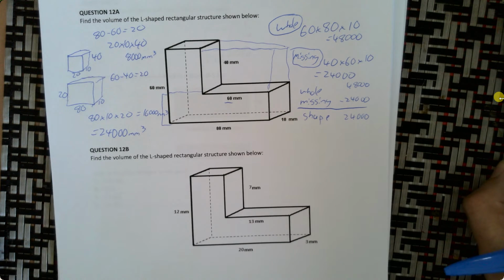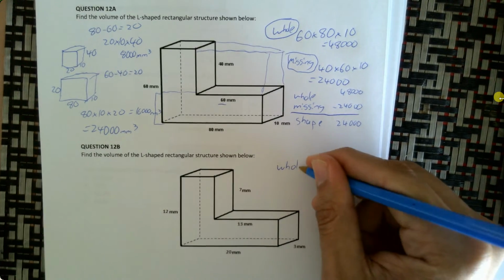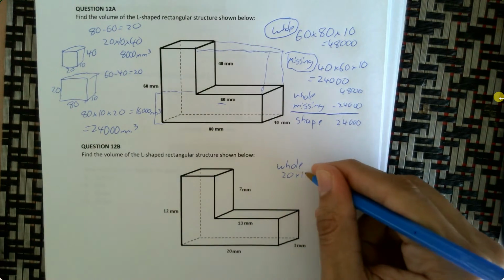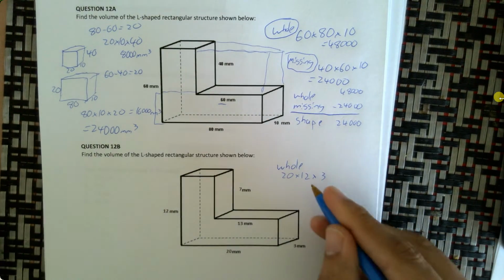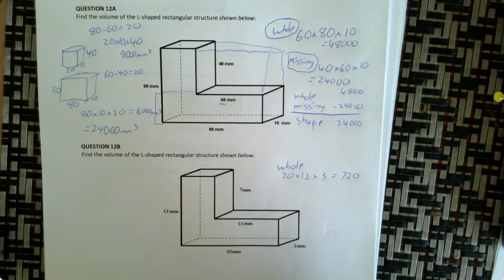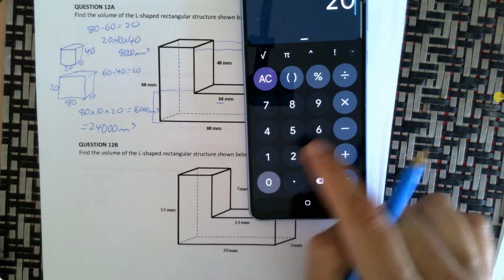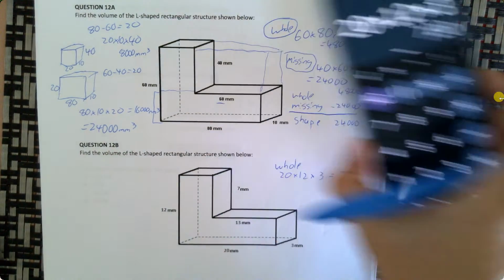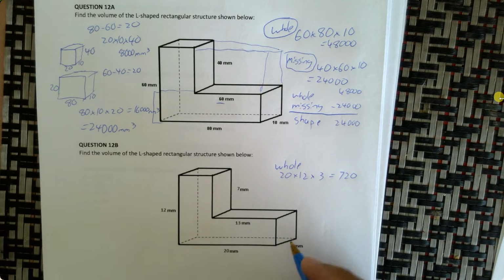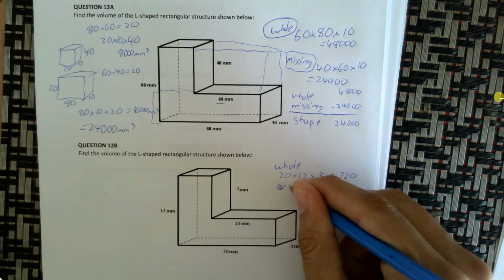Alright, so for the next one, I'm going to do that way first. I'm going to do the whole minus the missing, and I'll go a little bit faster. Whole 20 times 12 times 3. That's 36 times 2, 720. Again, just use calculator, make sure. I might as well, since I've made mistakes. 20 times 12 times 3. And then the part that we're missing, 13 times 7, 91 times 3, 273.